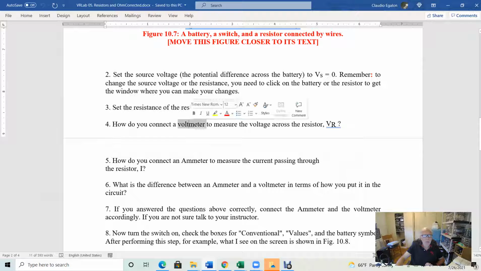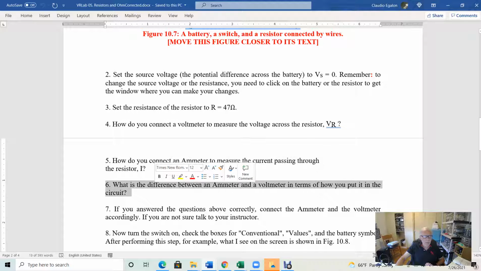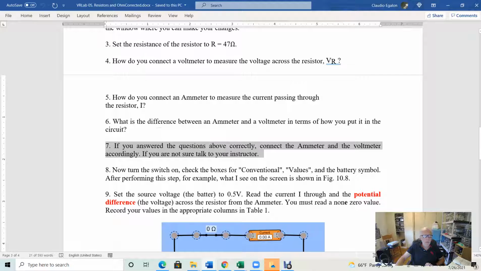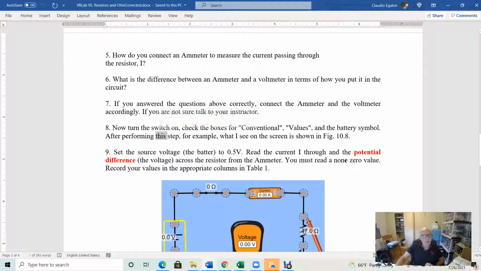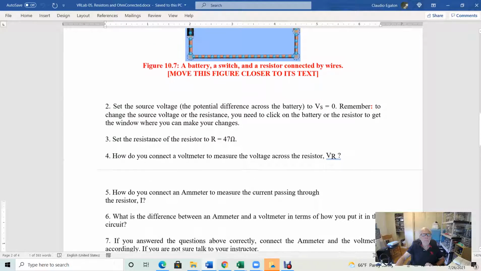How do you connect a multimeter to measure the voltage across the resistor? Okay, I'm gonna show you how to do that. What's the difference between a voltmeter and an ammeter? If you have an answer, I'm gonna show you how to connect all the stuff. Initially set the voltage to 0. But then later on he asks you to set it to half a volt.